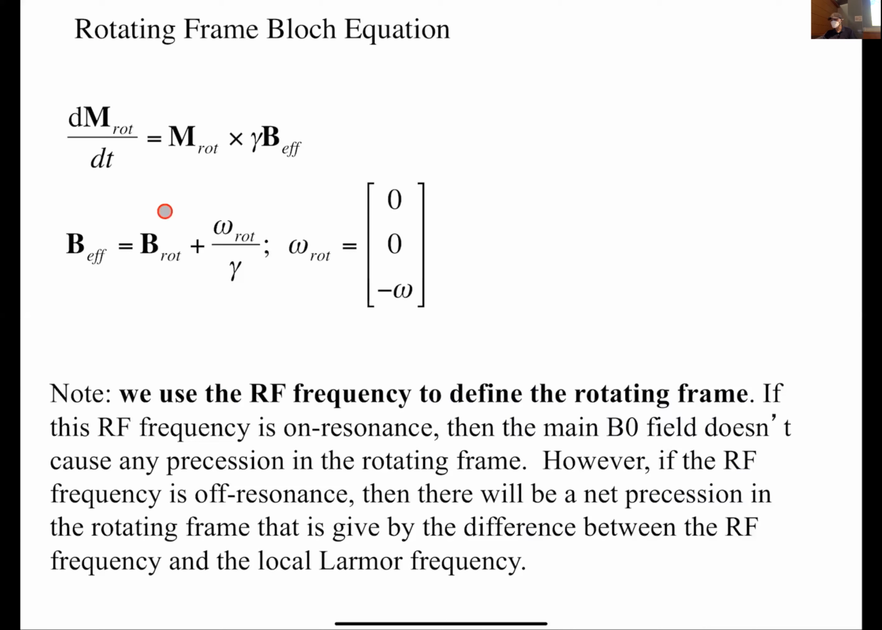The effective field is given by this notation. It's the B that we're applying, plus this omega rotation term, which looks like 0, 0, minus omega. So B rotation is actually the B field that we're applying that's rotating around. And then we've got this additional term here.